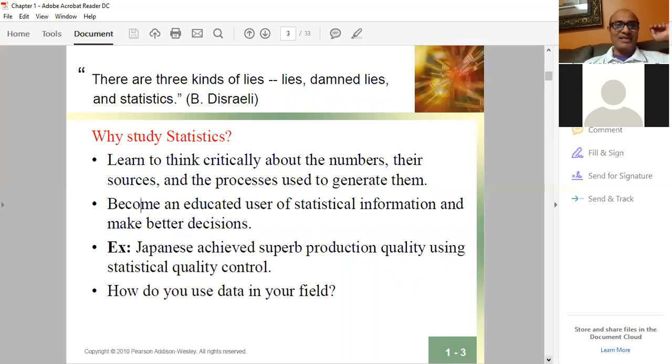You can find some funny things over here. The first one: there are 3 kinds of lies, lies, damn lies, and statistics. That's what Disraeli said. So statistics is not the exact thing, that's what he means actually. It's approximation. You can judge, you can take some decision having some information.